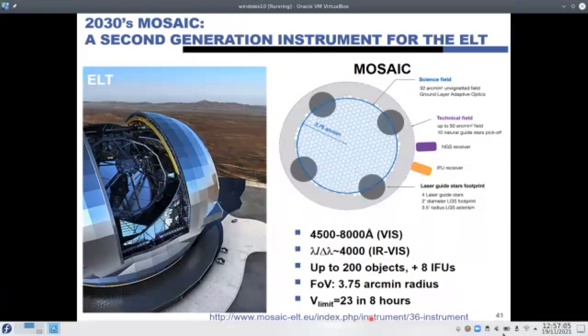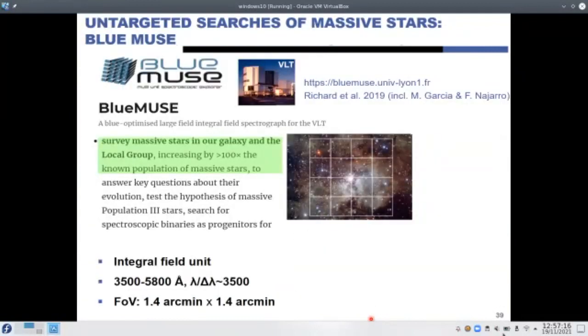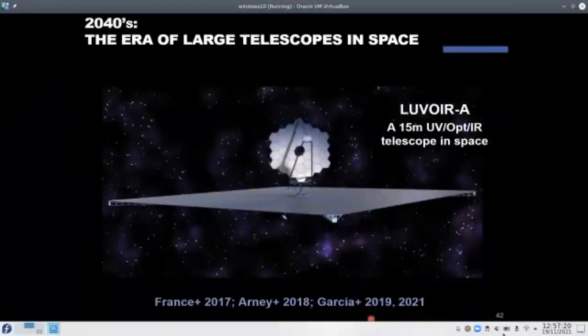This is for the optical range to obtain effective temperatures, luminosities, gravities, and masses. But if we want to study the wind, we need ultraviolet, and ultraviolet spectroscopy needs to be made from space.